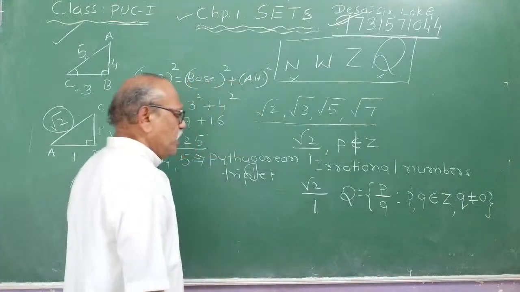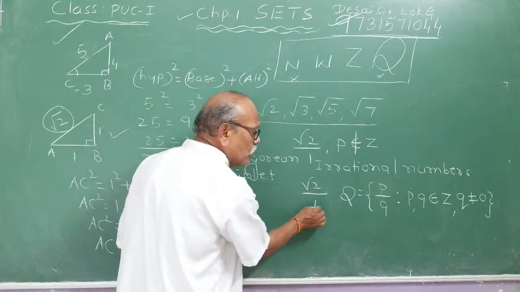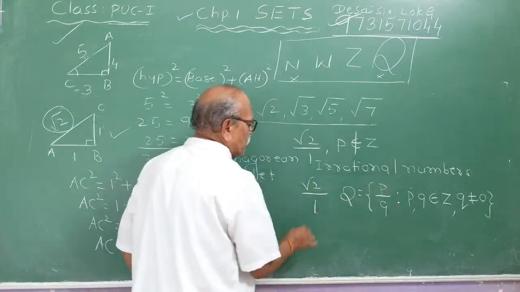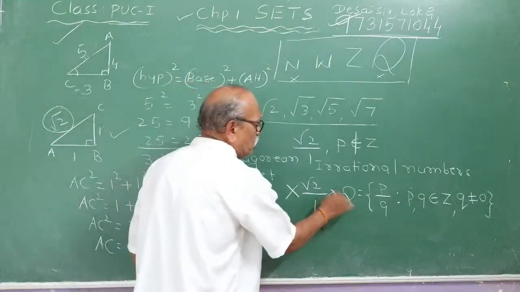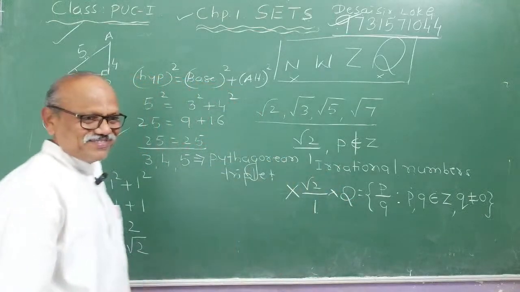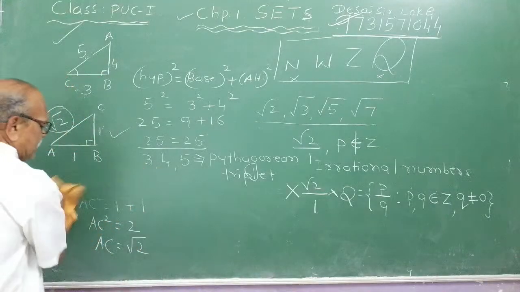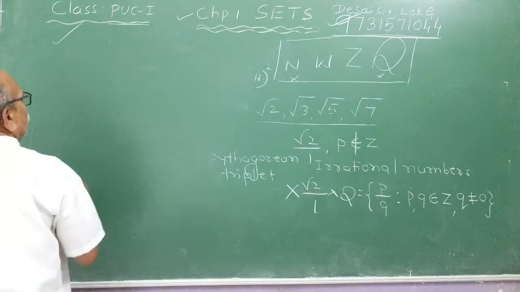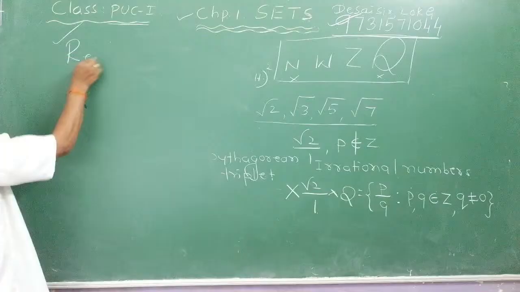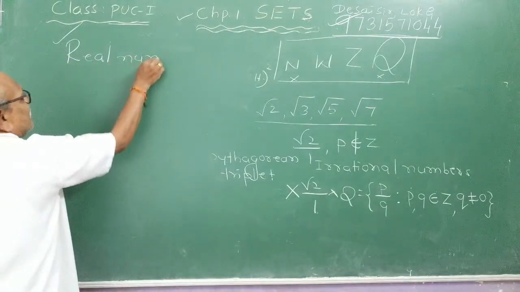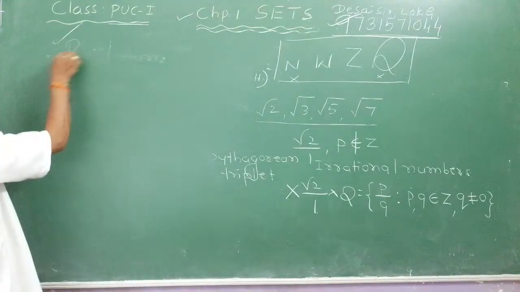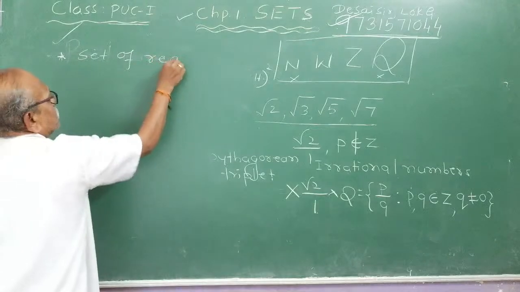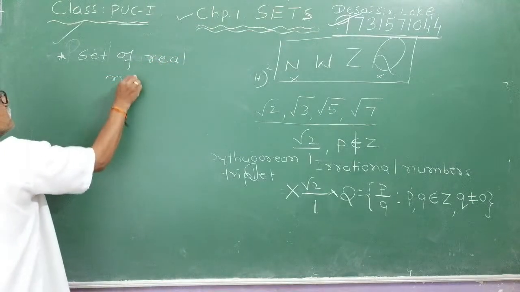Remember. Now observe here, root 2 by 1. 1 is no doubt a rational number, but what about root 2? Root 2 does not belong to the rational numbers; these are called irrational numbers. So that is the bigger set. Rational and irrational numbers together are called another set you studied in the first chapter of 10th standard, the set of real numbers. Can any one of you tell me what is the set of real numbers?